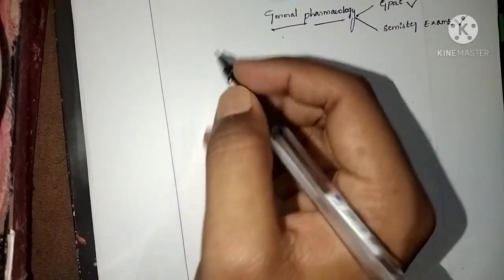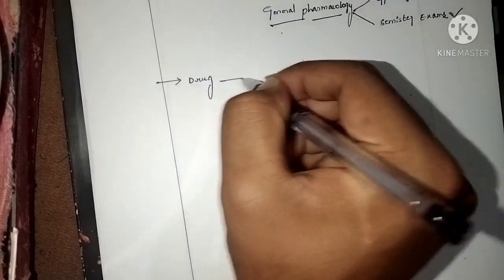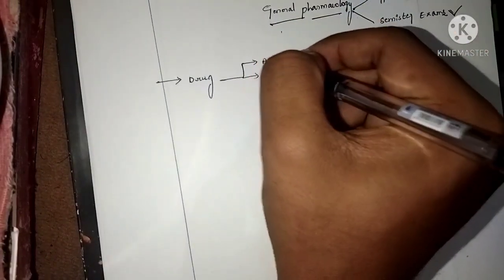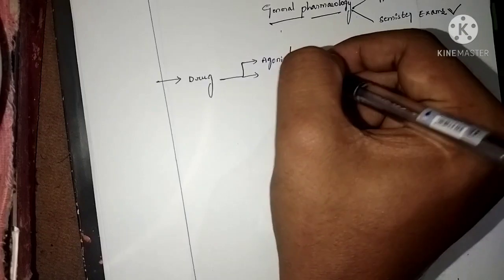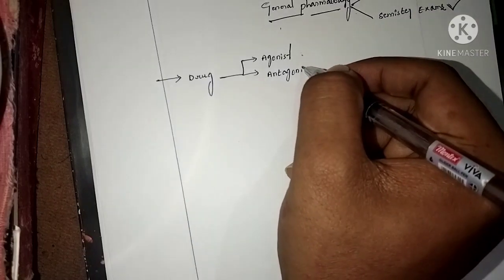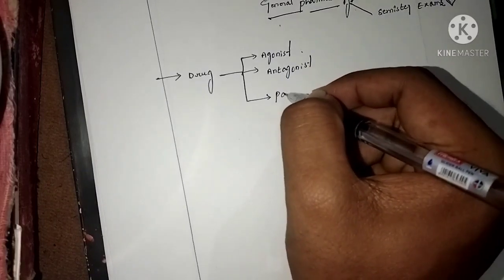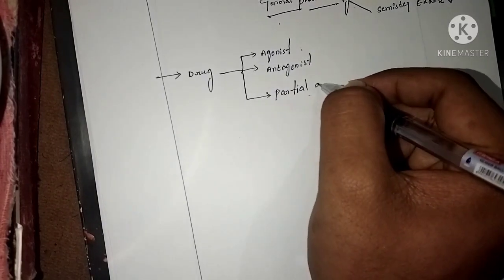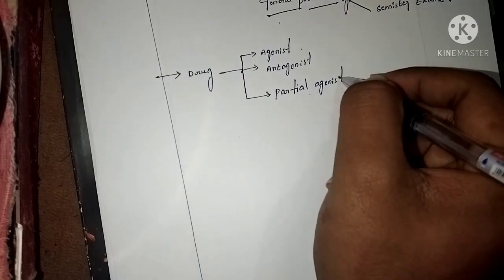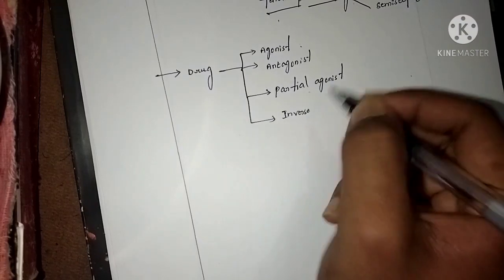In this topic, we are going to discuss the topic of drug. In the topic drug, we are going to learn about what are agonist, what are antagonist, and others like what are partial agonist and what are inverse agonist.